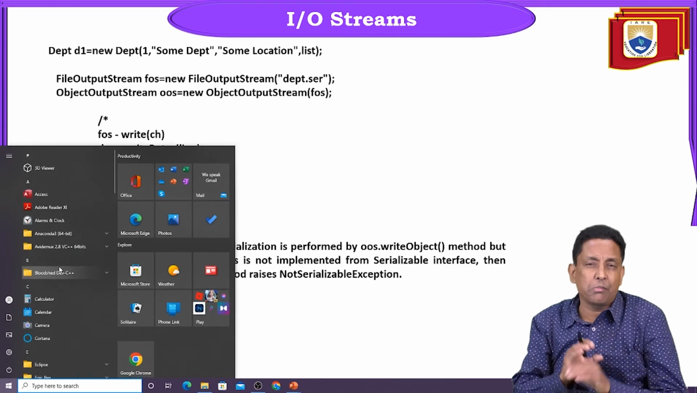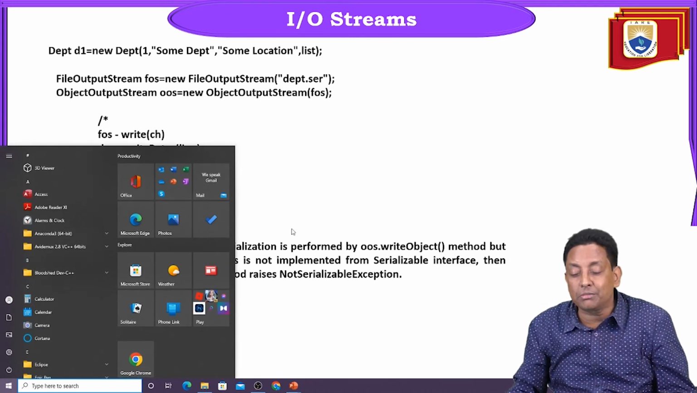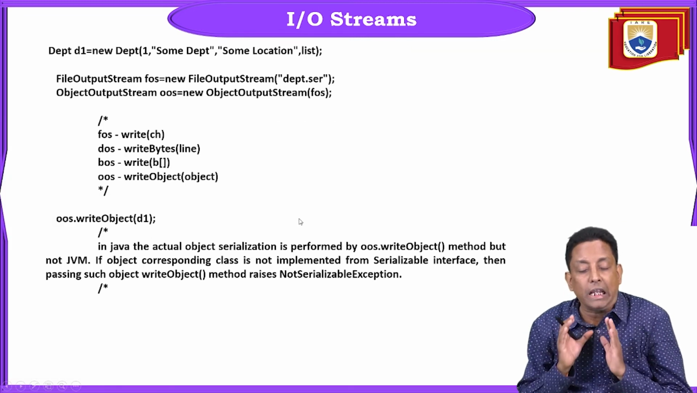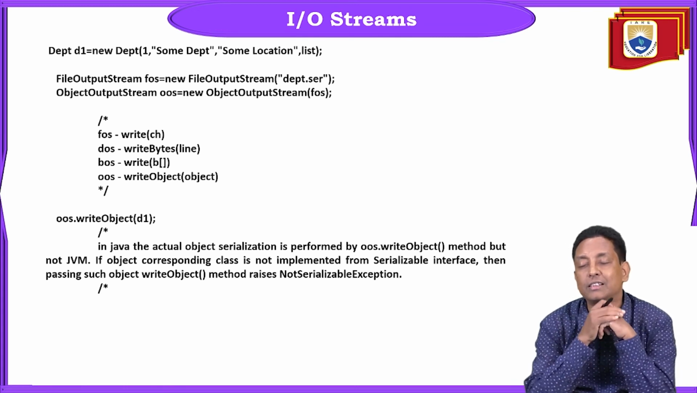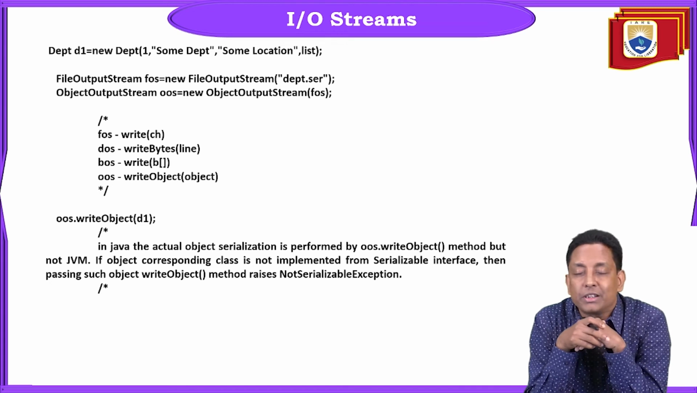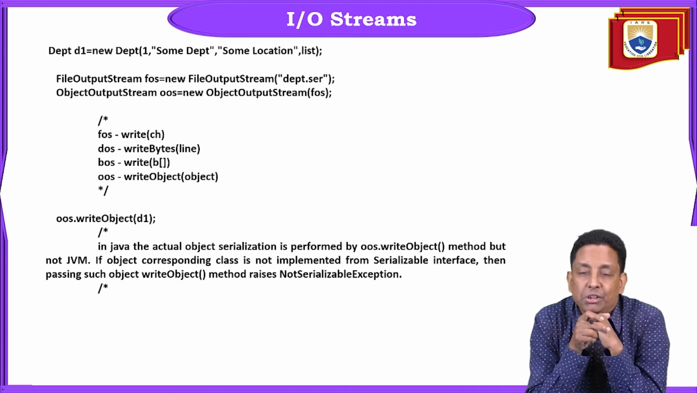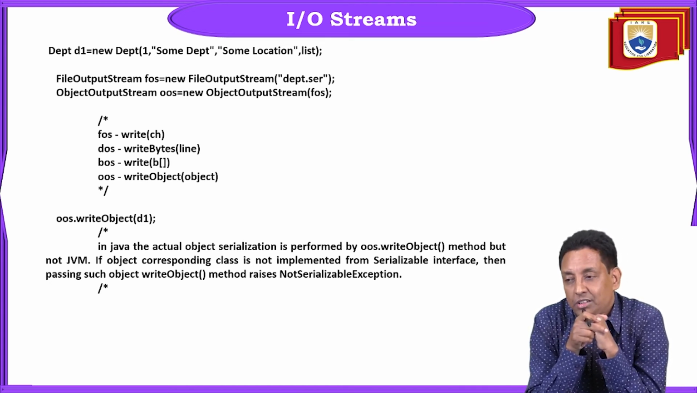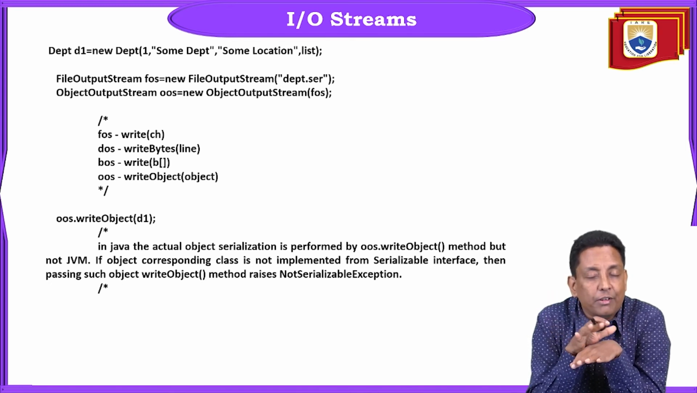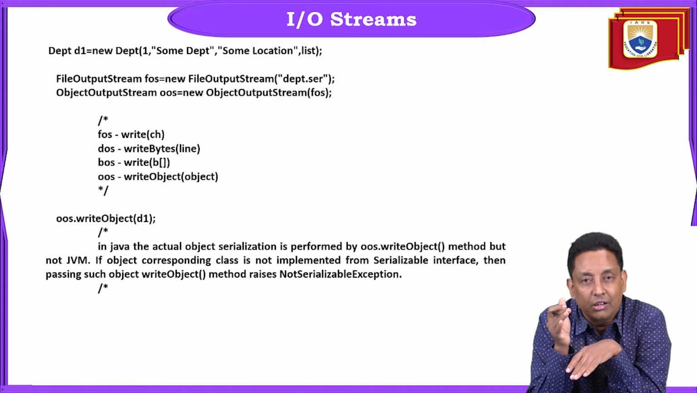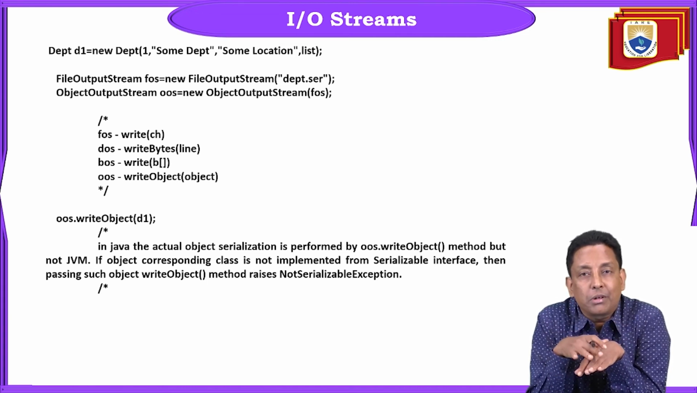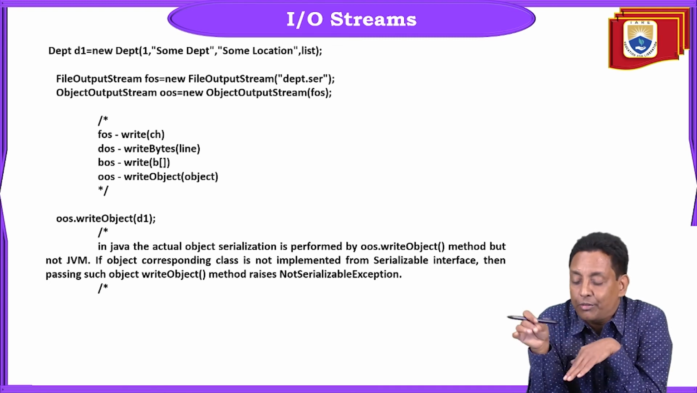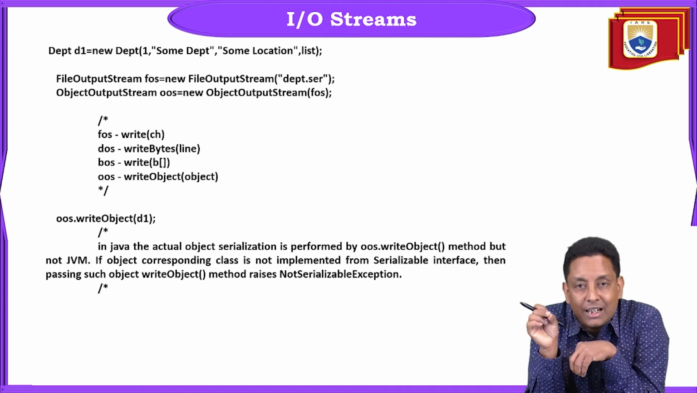In Java, the actual object serialization is performed by the ObjectOutputStream class writeObject method, but not by the JVM. Many faculty, students, and presenters will tell you that object serialization is performed by the JVM, but that is a misleading concept. Object serialization is not performed by the JVM. The JVM has its own role. Object serialization is not the responsibility of the JVM. Once again, I am reminding you: object serialization is performed by the ObjectOutputStream class writeObject method.